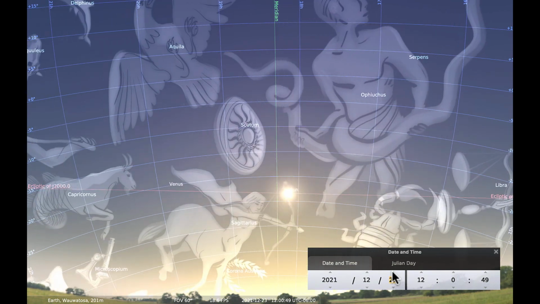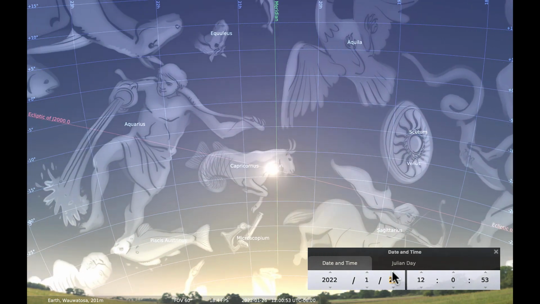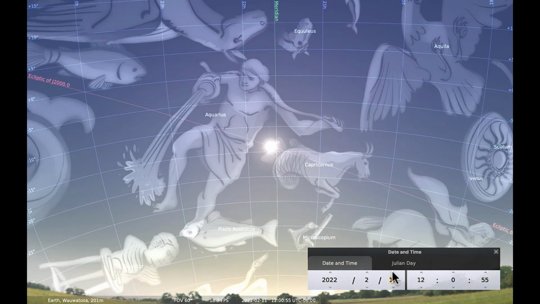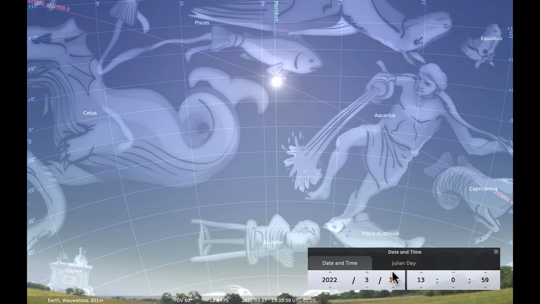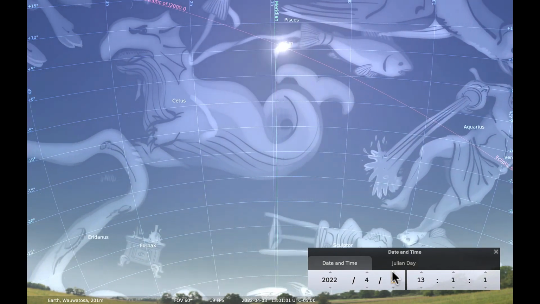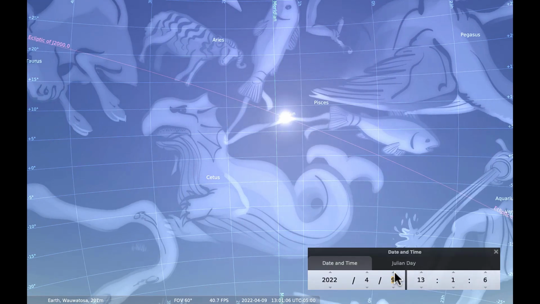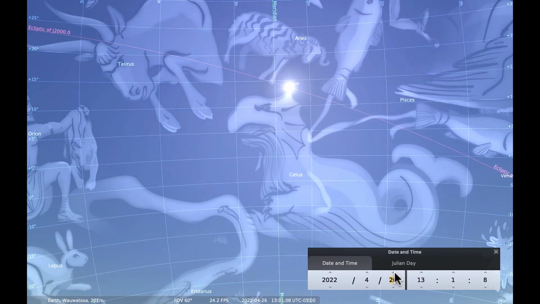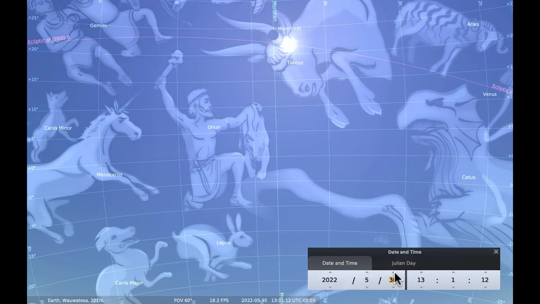Then, as you're entering January, it's in front of Sagittarius. Then, by the time you get to February, it's in front of Capricorn. And by March, it is most of the way through Aquarius. And in March, it is in Pisces. Then as we're entering April, it's still in Pisces. But by the end of April, it's entering Aries. By May 1st, it's entering Taurus, the bull.